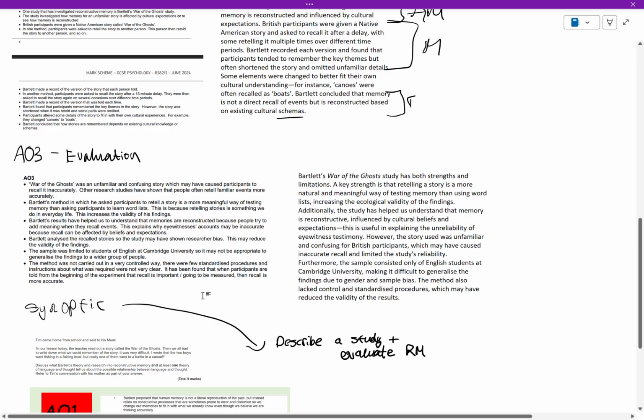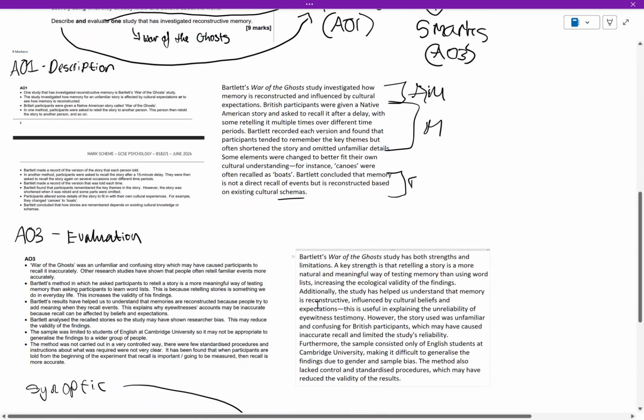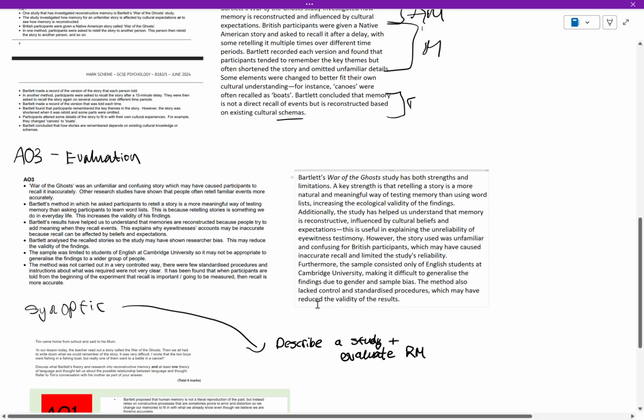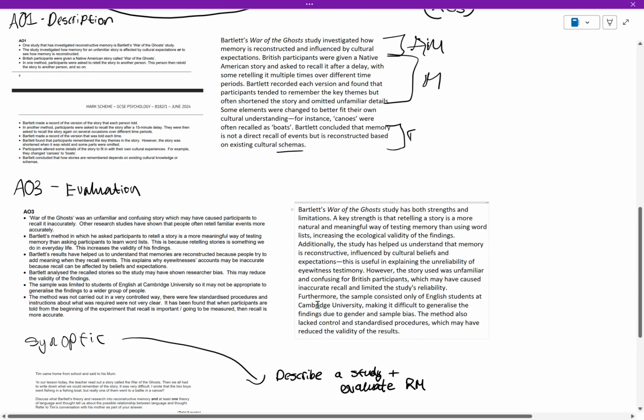So next is our evaluation. Our evaluation, again using PBT, would get you your 5 marks. For evaluations, you should always aim for at least 3 evaluation points, whether that be 2 strengths and a weakness, a strength and 2 weaknesses, or even 3 weaknesses and a strength. An evaluation point also can mean the importance of the study. So how important was the study in investigating reconstructive memory, and we'll investigate that here.